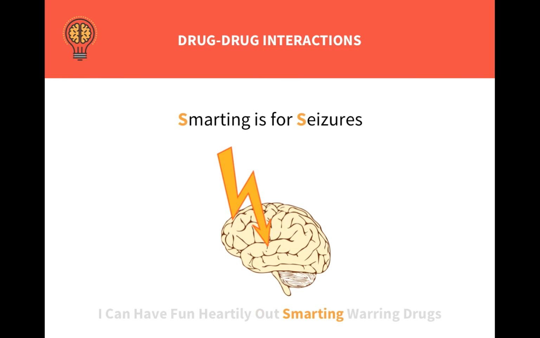SMARTing is for seizures. Many anti-epileptics, including but not limited to those used as mood stabilizers for bipolar disorder, have significant drug-drug interactions. For patients taking an anti-epileptic, you need to be careful not to give them an inducer, which could lower the seizure threshold and possibly provoke another seizure.